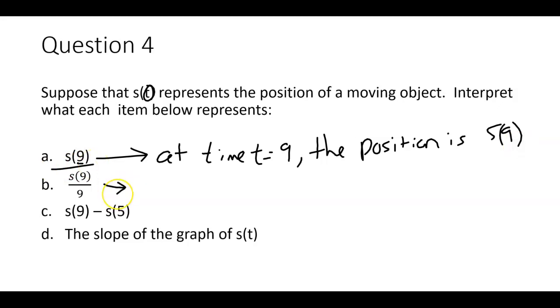So this one here, it's the same thing. So we have the object's position at 9 divided by 9. Now, that in and of itself doesn't really mean a whole lot. I don't know what to make of that particular thing. Something that we could do, though, is if we assume the following, we could maybe rewrite it like this.